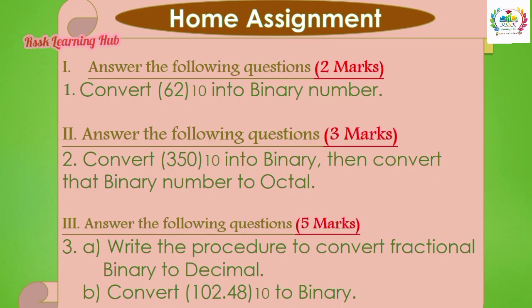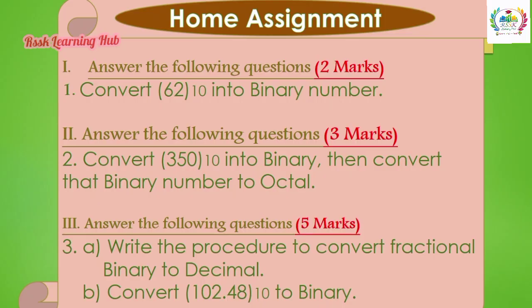Then coming to the third question: write the procedure to convert fractional binary to decimal. What is the procedure followed to convert fractional binary to decimal? First you convert the binary part, then the decimal part. After that, combine these two values by keeping the decimal point in between, then write the binary part and fractional part conversion outputs together. That procedure you have to write.